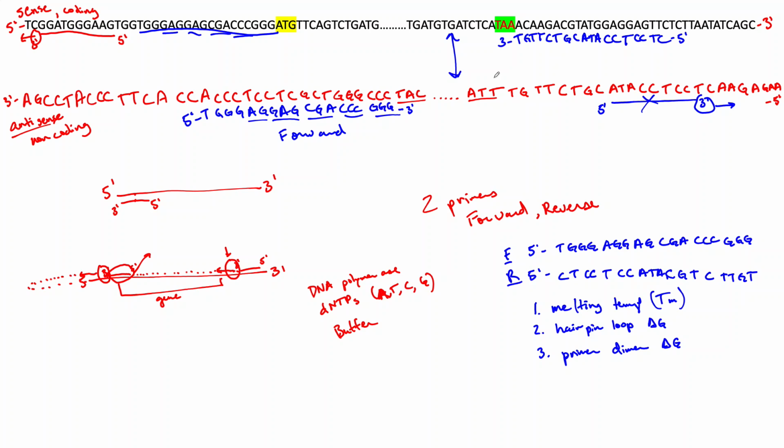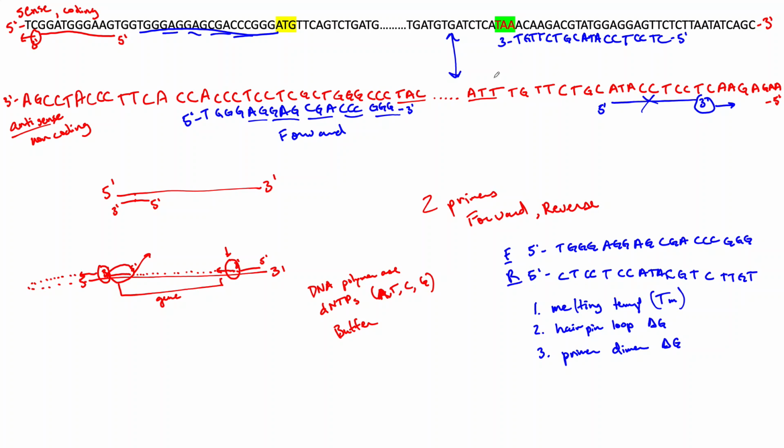And so we need to set a temperature that will optimally anneal the primers to the template DNA. When things are hot, the hydrogen bonds between the DNA strands will break, and the strands will separate. But then as we cool down to a certain temperature, those hydrogen bonds can form. And so when we set up the PCR reaction, we need to determine a temperature that will optimally allow both the forward and reverse primer to anneal to the template DNA.